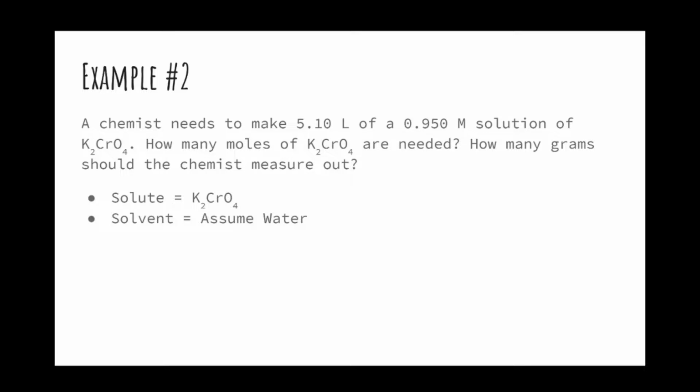So water is considered what's called a universal solvent, and the vast majority of the time when we are dissolving something in solution, we're dissolving it in water. So almost always our solvent is going to be water.